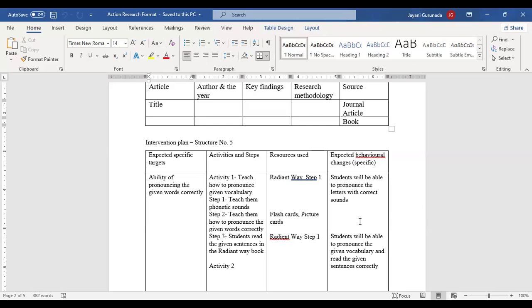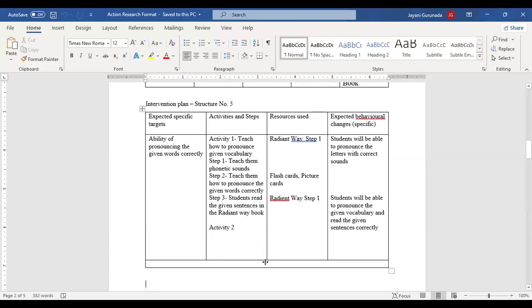Activity 1, step 1. Activity 1 is teach how to pronounce given vocabulary. Step 1, teach them phonetic sounds. Step 2, teach them how to pronounce the given words correctly. Step 3, students read the given sentences in the Radiant Way book, like that. Then activity 2, like that.